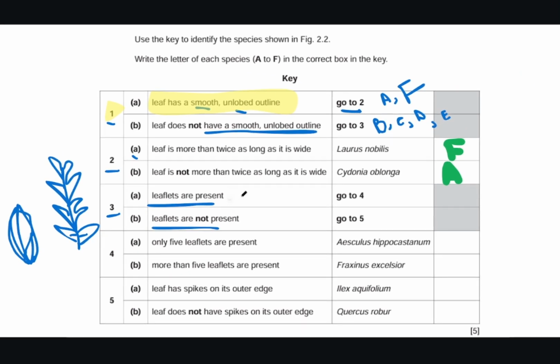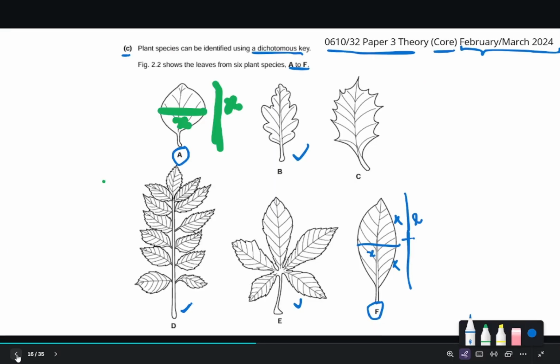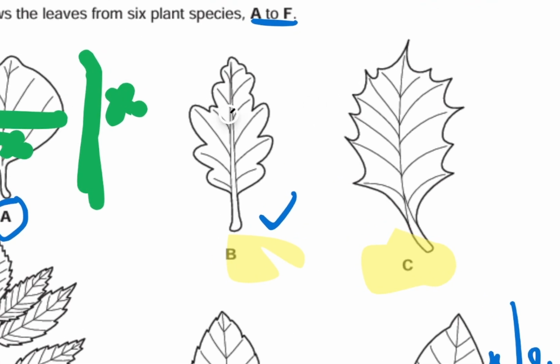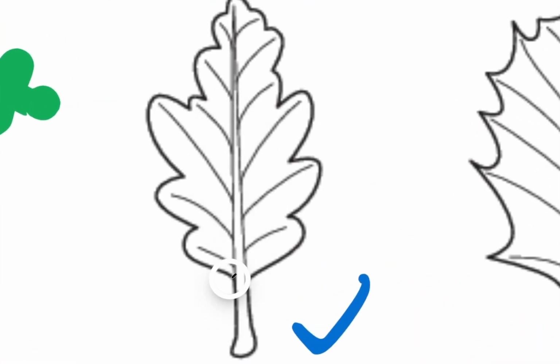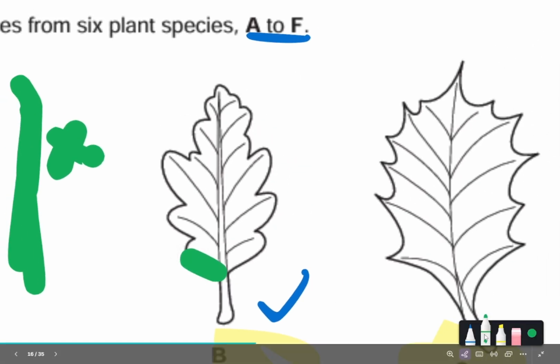All right, so let's see out of B, C, D, and E on which are leaflets present and on which are not. So leaflets are present. So these are my suspects. What are my suspects? B, C, D, and E. And on which are leaflets present? Well, if you think that B has leaflets, now think clearly, all right? B does not have leaflet. As you can see, this is too big.